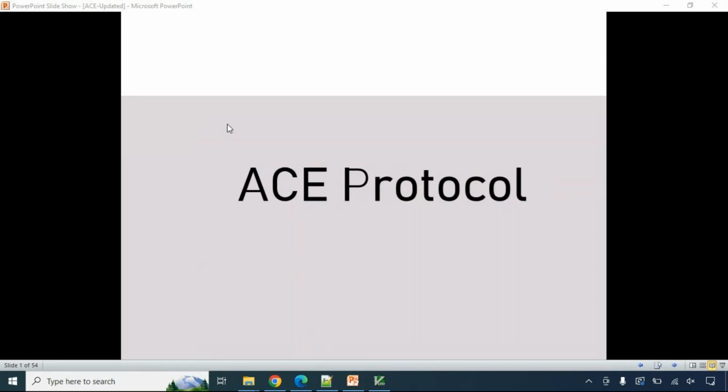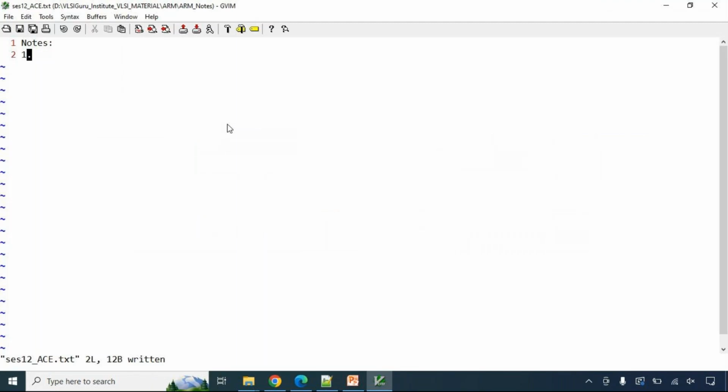Hello everyone. In this session, we will talk about ACE protocol and cache coherency related concepts. As you know, ACE stands for AXI coherency extensions. It is the AXI protocol plus cache coherency related extensions. So when we say extensions, what exactly are the extensions we are talking about?